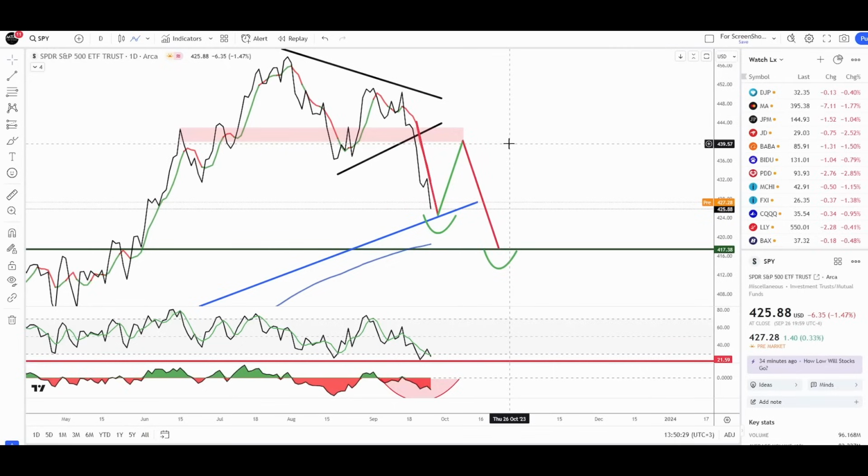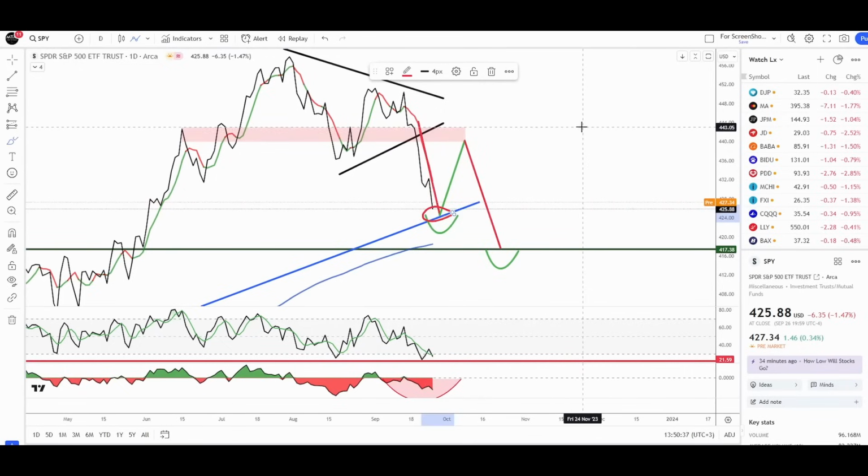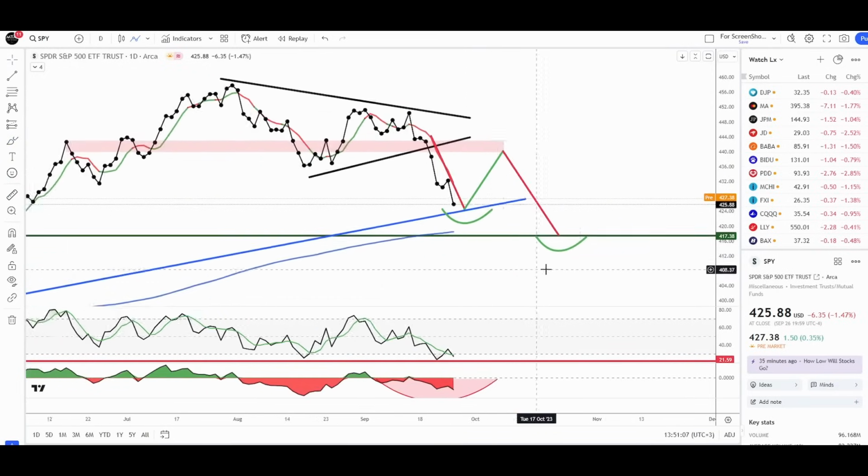I'm looking at Wednesday, Thursday, Friday, any one of these 3 trading sessions for a bottom to form and for a counter trend rally to begin as early as Friday and to end roughly Friday of next week at 440 or 439 to be exact, 439.9. Pay very close attention to this, legend.